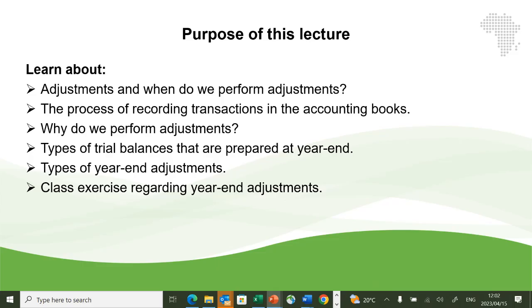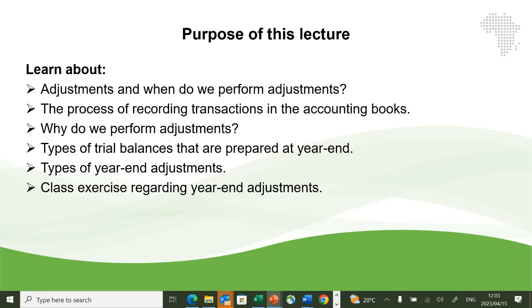So it's very important to understand this process so that when we start doing adjustments, we are clear why we do adjustments. And number 3, we're also going to learn why we perform adjustments. We're going to touch base on the trial balances that are prepared at year end. We're also going to look at the types of year-end adjustments that we have specifically for this module. You will notice maybe we'll leave 1 or 2 out, but I will explain why we excluded those. And then we're going to do a short class exercise regarding year-end adjustments.